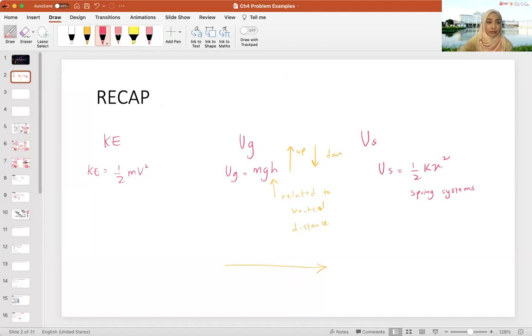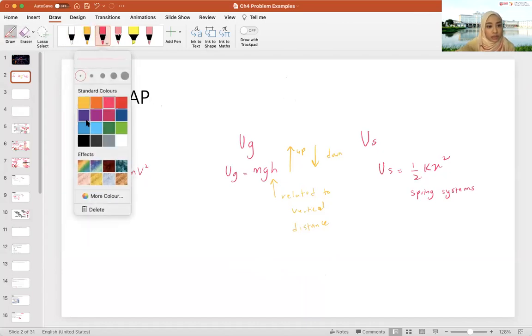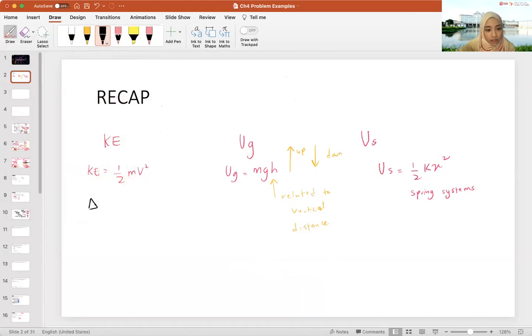Okay, and at this point we should already know that when we have a change in KE, let me use a different color, when we have a change in KE, we would have work. Or work is related to the change in energy. The same goes for the change in UG, work. The change in potential energy, or the change in elastic potential energy or spring potential energy.